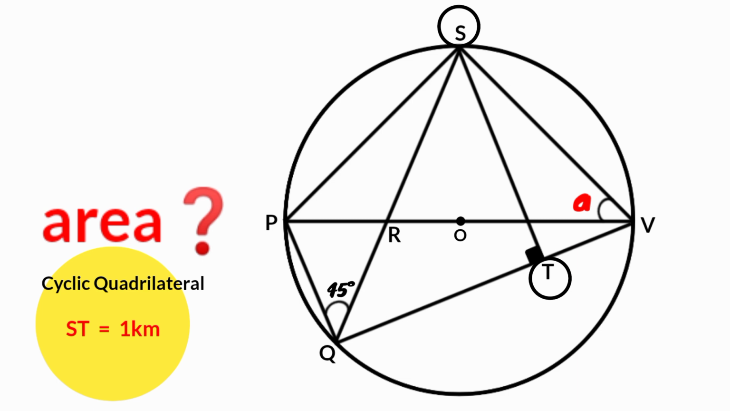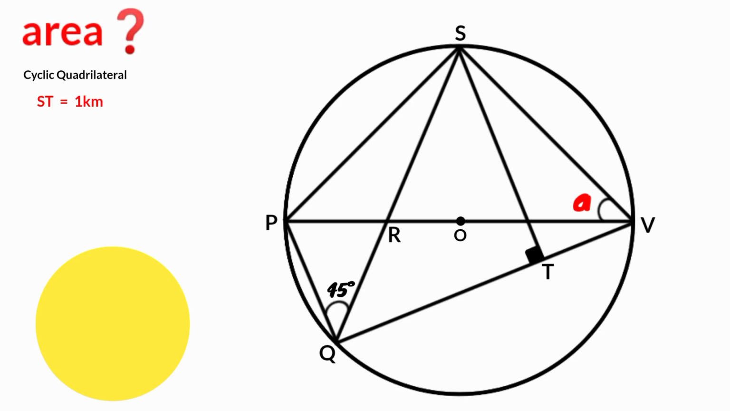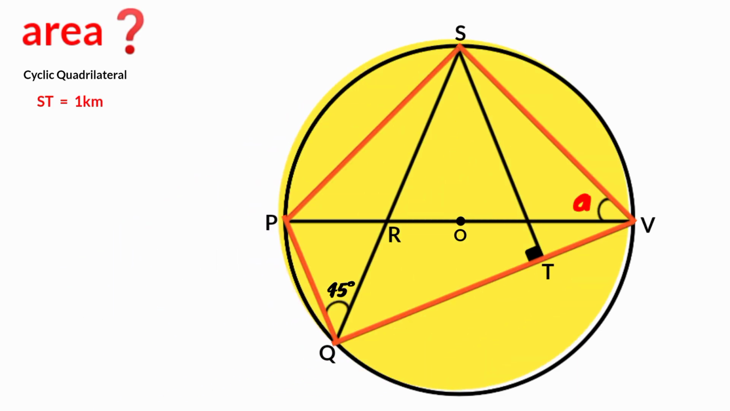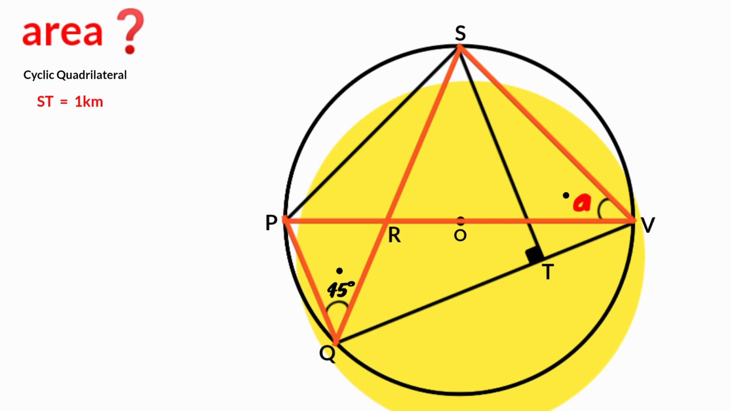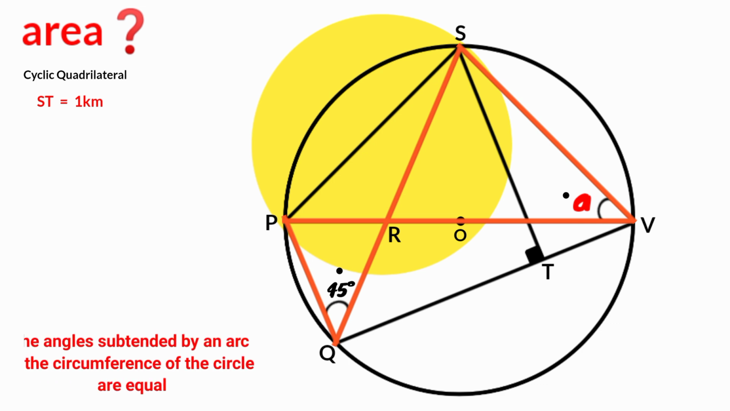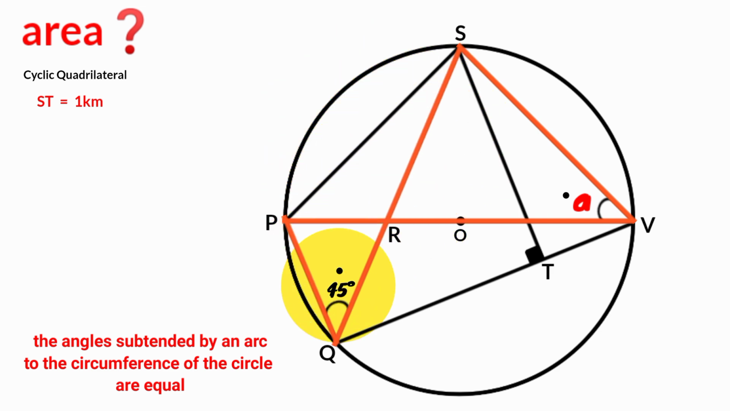So how can we solve this? How can we calculate the area of the cyclic quadrilateral? It is very simple. Starting from these two angles, obviously they are subtended by the same arc to the circumference of the circle, and we know the angle subtended by an arc to any point on the circumference of its circle is the same. So since this is 45 degrees, this must also be 45 degrees in size.